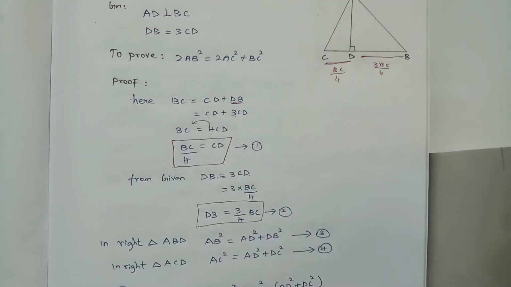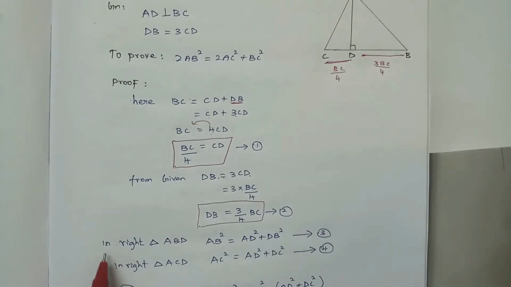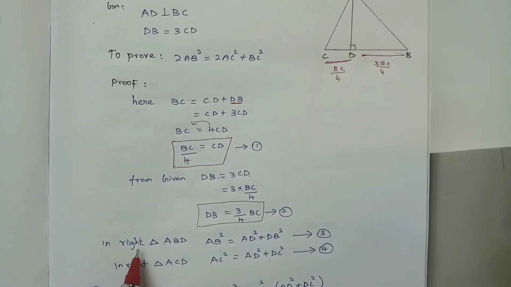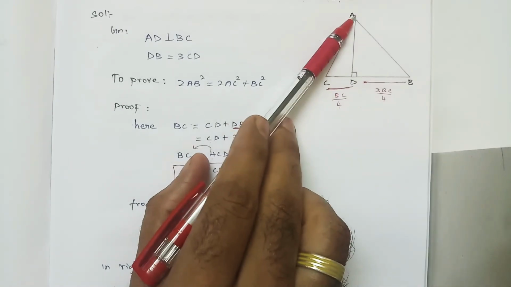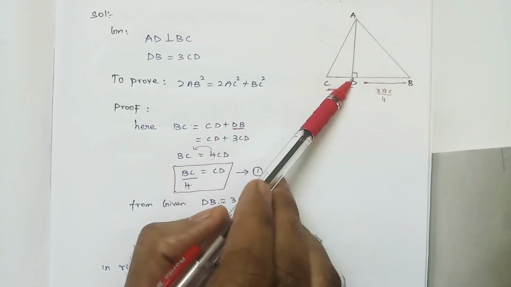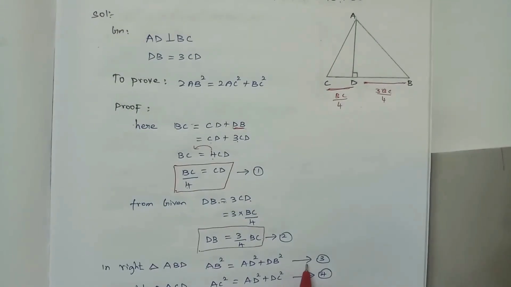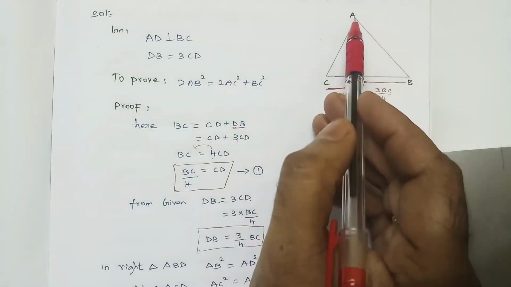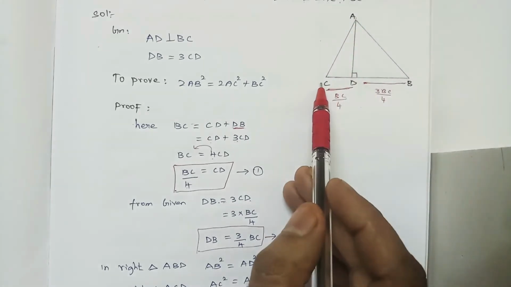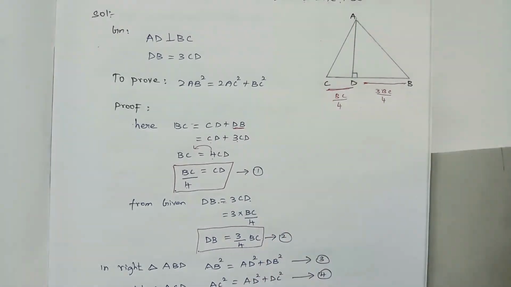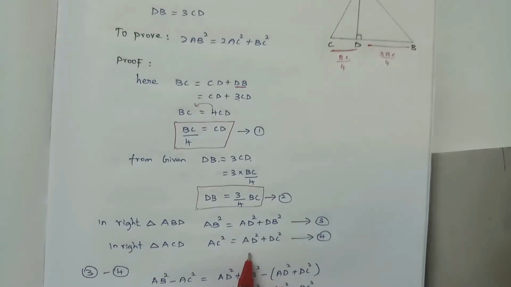Understood? Now I am going to take the two right angle triangles. In right triangle ABD, AB is the hypotenuse. So AB square is equal to AD square plus DB square. Take it as equation number 3. Next I am taking the right angle triangle ADC. Here AC is the hypotenuse. So AC square is equal to AD square plus DC square. Equation 4.